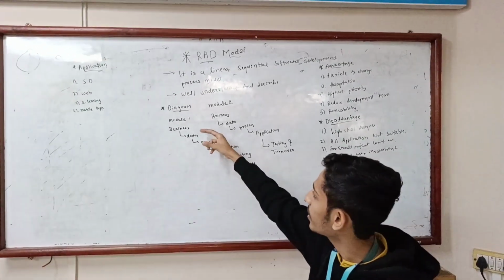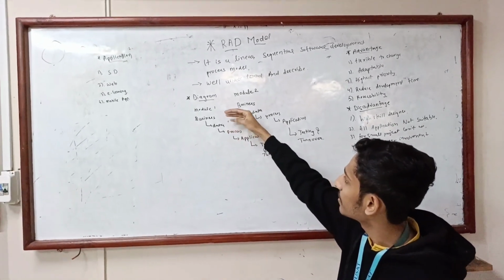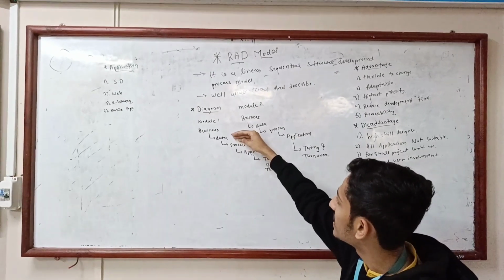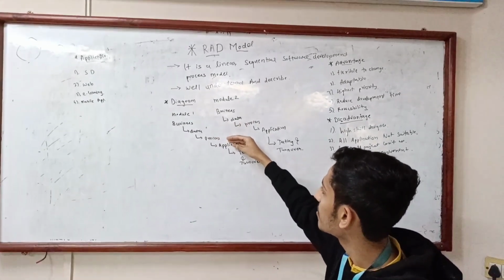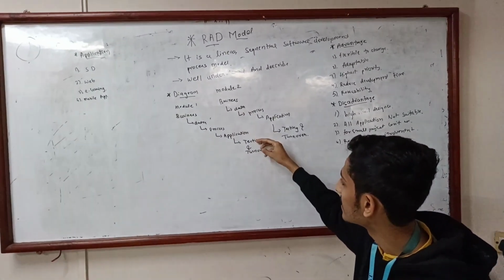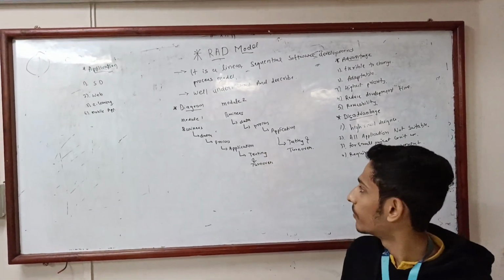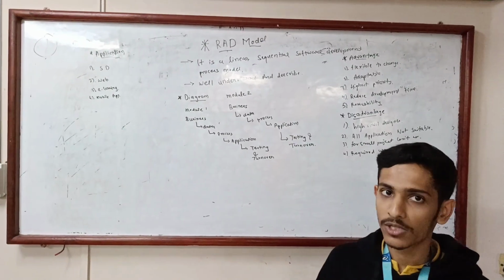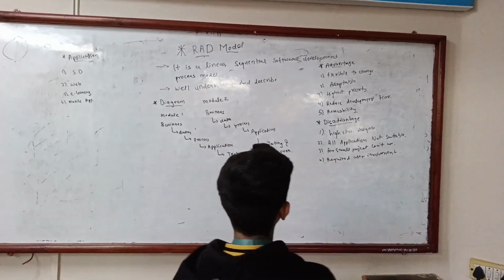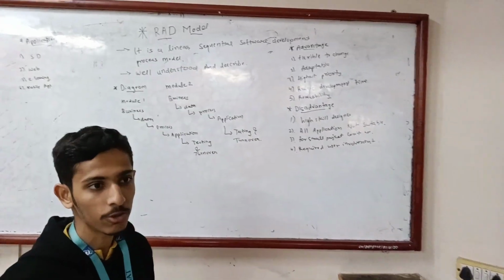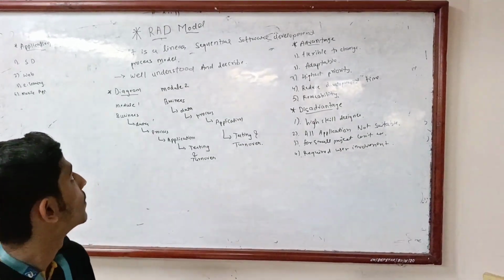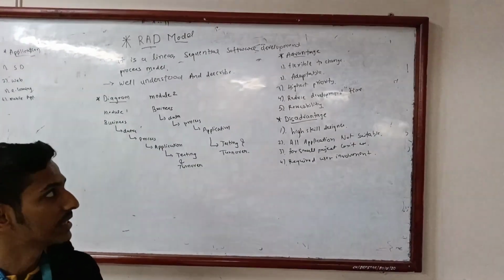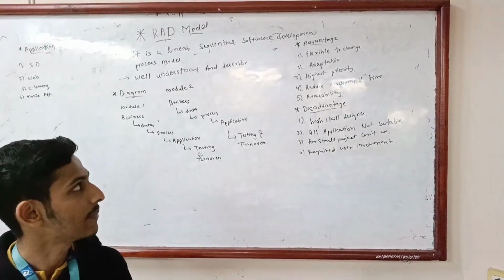In the business model, all the data are gathered, stored in data objects and processed, and based on it the well suited application is decided, and after testing and turnover it is delivered to the end user or the stakeholders. So now about the advantages, it is flexible to change as it is a rapid application model. Any changes can be applied easily.